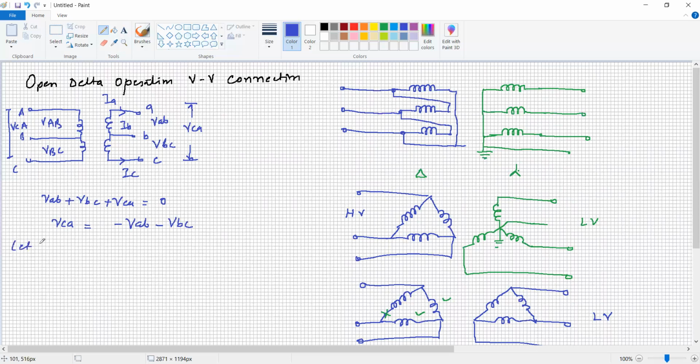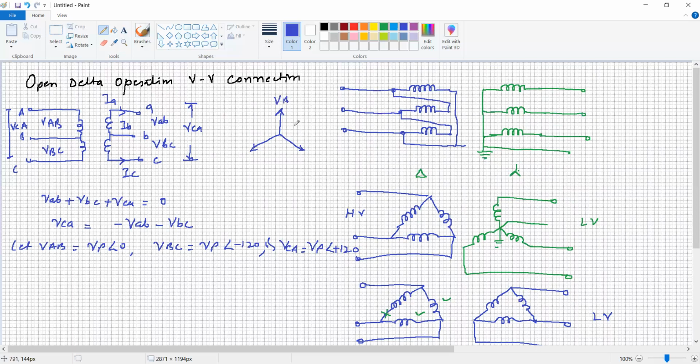Let VAB be equal to the per phase voltage at an angle of 0. VBC is equal to the same per phase voltage at an angle of minus 120 degrees, and VCA is equal to the per phase voltage at an angle of plus 120 degrees. So the three phases are equally supplied. We are supplying a balanced load, balanced voltage.